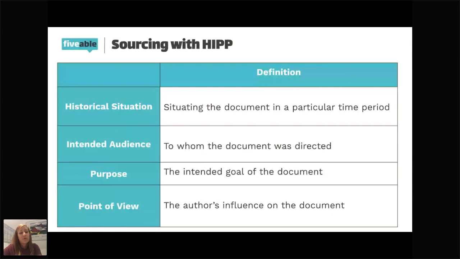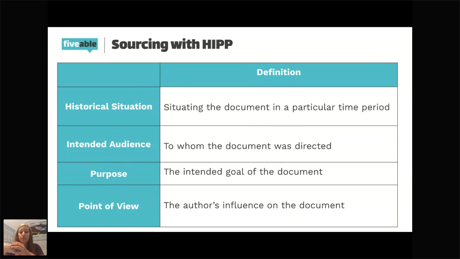So H stands for historical situation. I, intended audience. P, purpose. And the second P is point of view. And so when we're looking at these 4 things, it comes straight from the rubric because it said we need to explain how or why the historical situation, the audience, the purpose, and point of view impact the argument. And so I just pull those 4 out and I use HIPP.